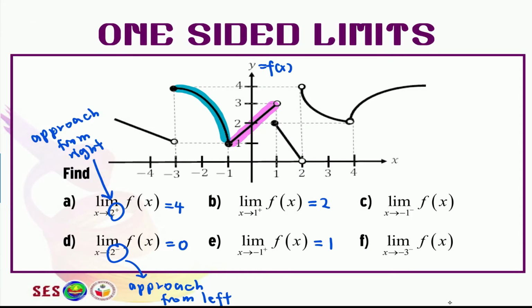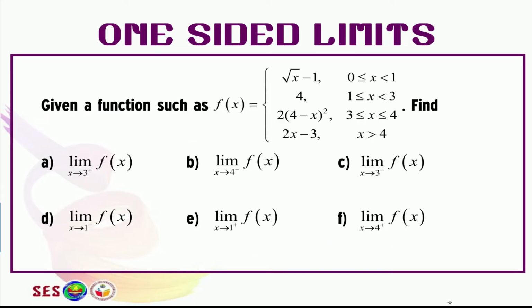Okay, so the answer for C is 1. And the answer for F is also 1. Right, so let's take it up a notch. What if they just give you the function instead of the graph? Yeah, I know some of you have some kind of allergic reaction when it comes to sketching graphs.